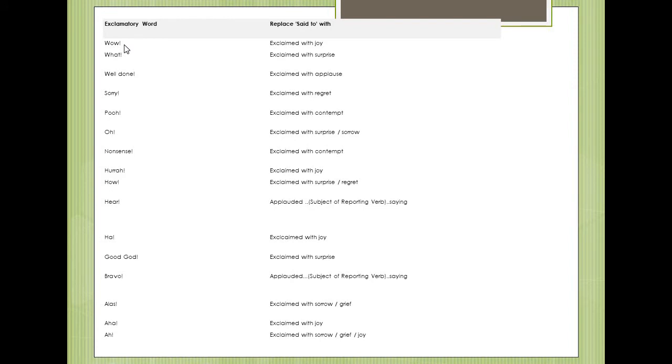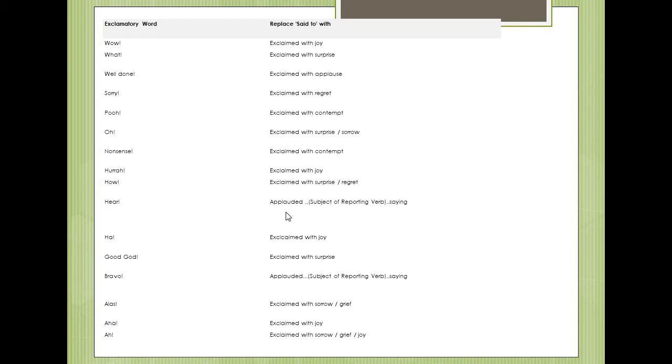For example, the exclamatory word "wow" exclaims with joy, meaning happiness. "What" exclaims with surprise. "Well done" is exclaimed with applause or appreciation. "Sorry" is exclaimed with regret, apologies. "Pooh" exclaims with contempt. "Oh" exclaims with surprise or even sorrow. "Nonsense" is exclaimed with contempt. "Hooray" exclaims with joy. "How" exclaims with surprise, or sometimes even regret.